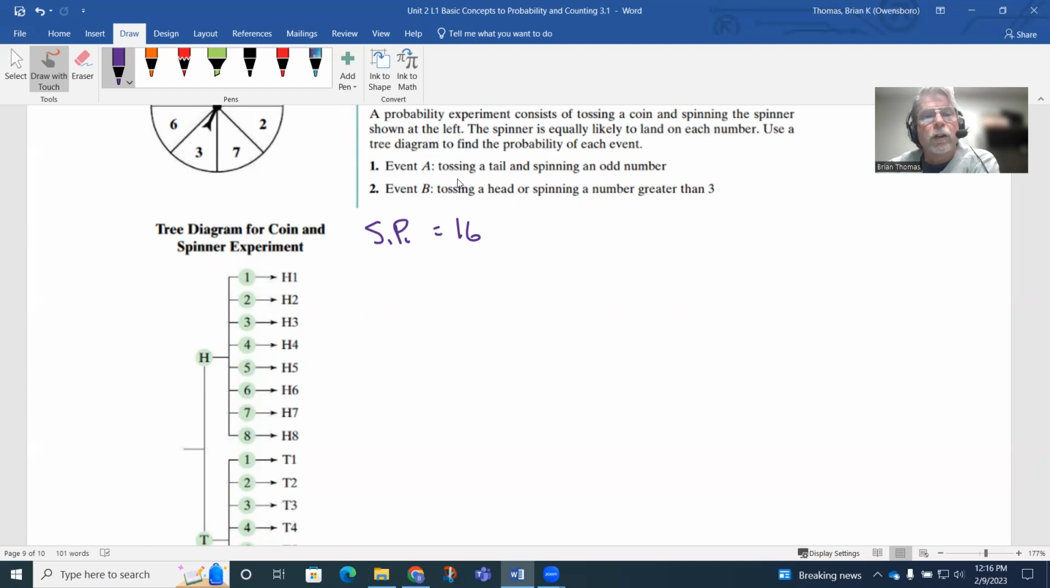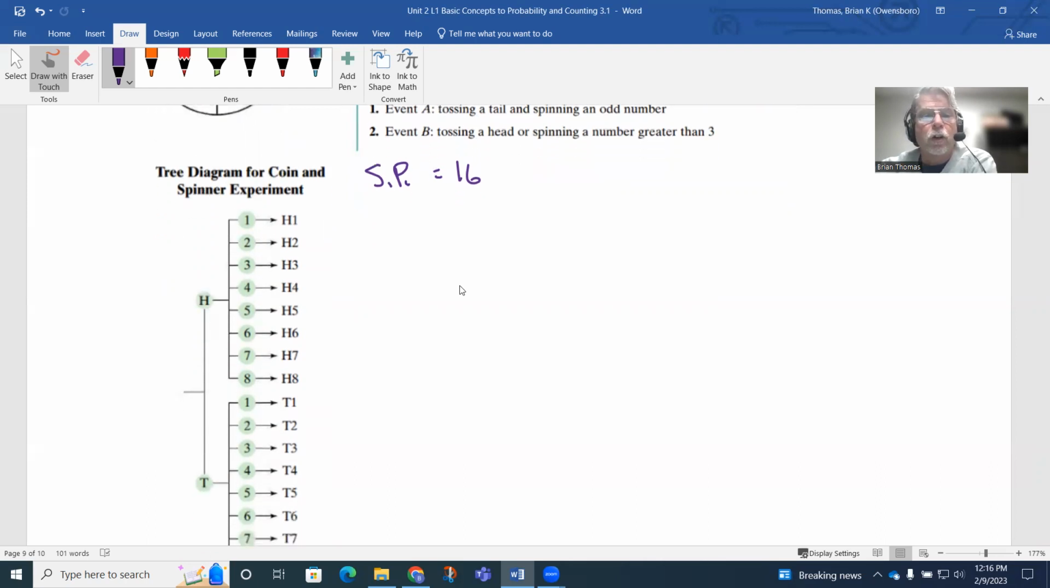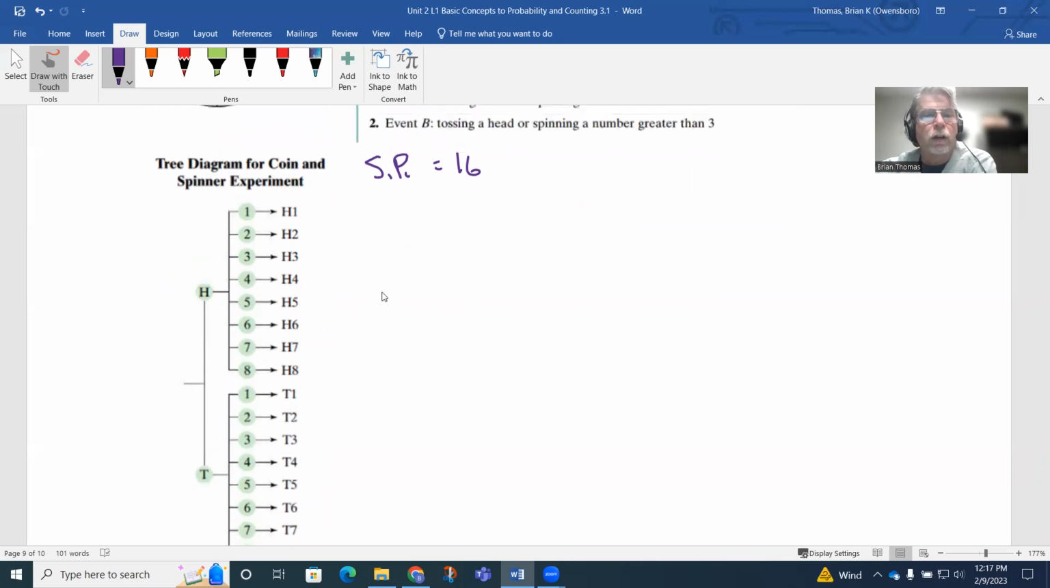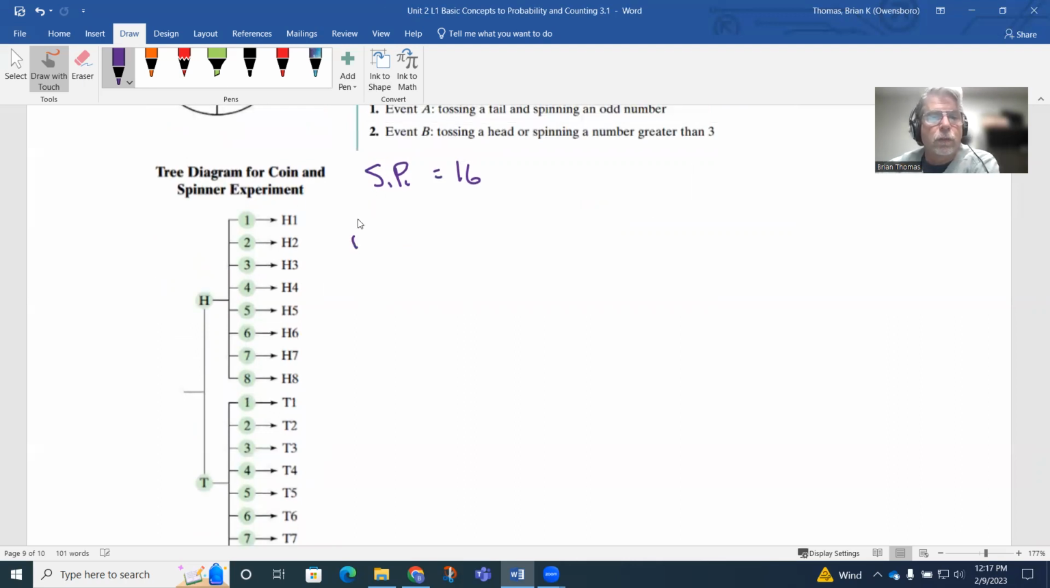Now, our event is tossing a tail and spinning an odd number. So we need to find how many outcomes are actually in that event. I have to have a tail, but also have to have an odd number. So we're seeing tail 1, tail 3, tail 5, tail 7. So 1, 3, 5, 7. That looks like 4 of those outcomes. So for question 1, our probability should be 4 possible outcomes out of 16, which would be 1/4, or in other words, 0.25 as my probability.